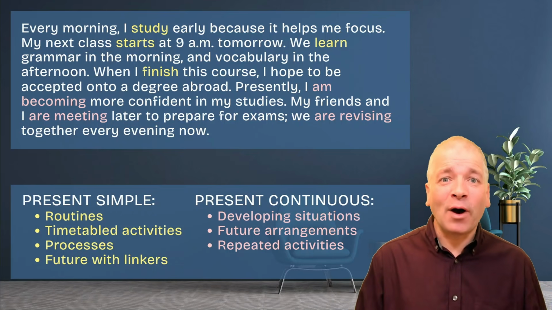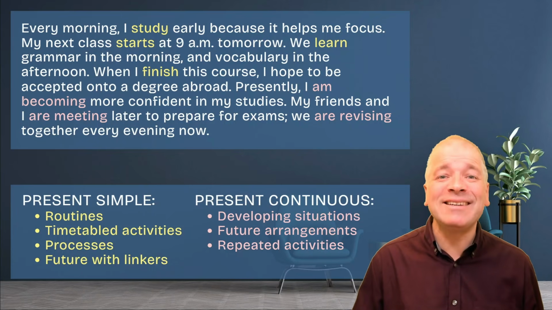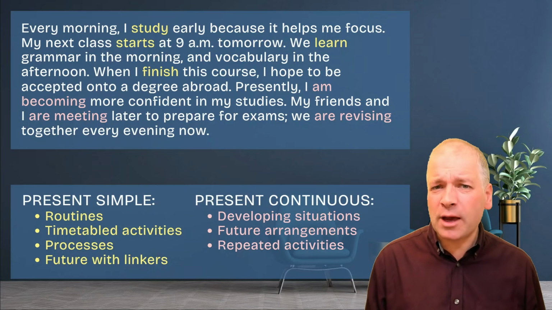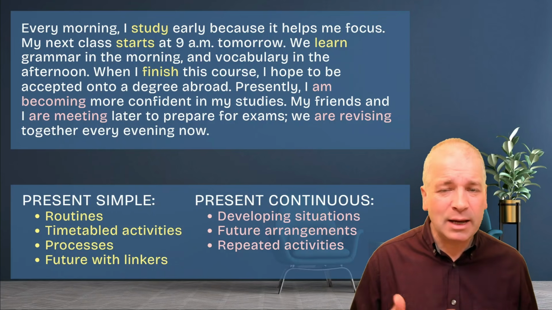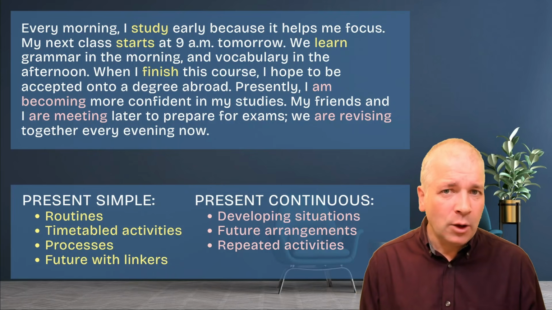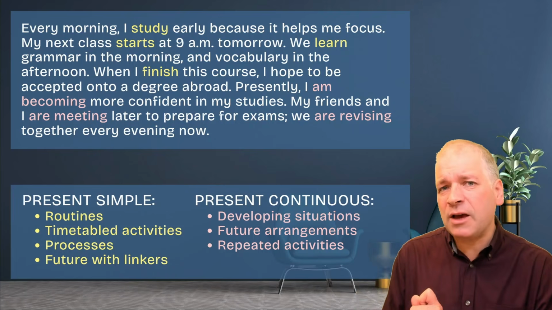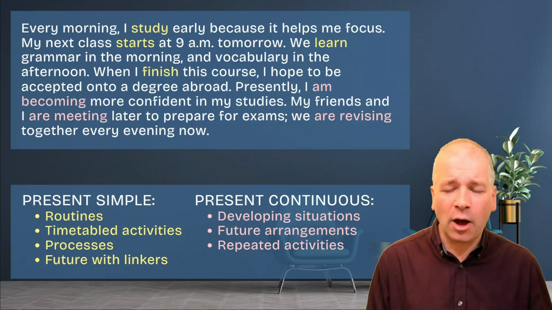Finally, we are revising together every evening now. This is an example of a repeated activity. We're focusing on the activity itself. Revising is an activity. It's a process. So we don't use present simple here. We use the present continuous if we are talking about activities that happened over and over again.